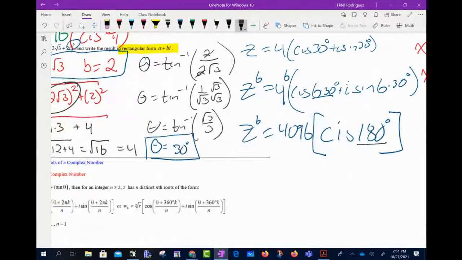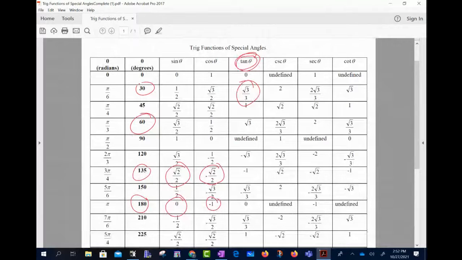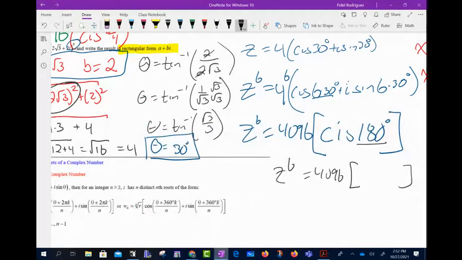So we're going to go like this. Z to the 6 is 4,096. Remember, we're going to write it like this. We said the cosine was what number again? Let me zoom out so you can see it. Cosine was -1, sine was 0, right? Okay, so look, cosine is -1 plus sine is 0.